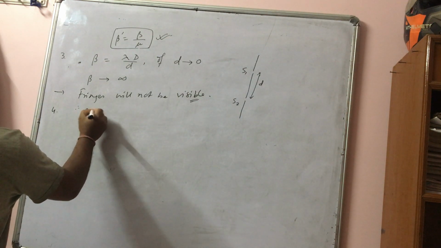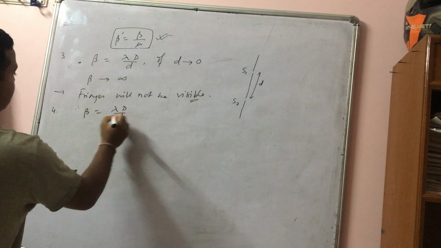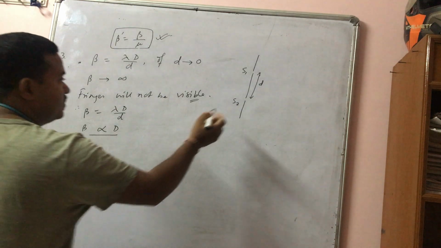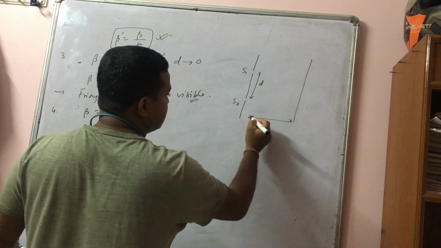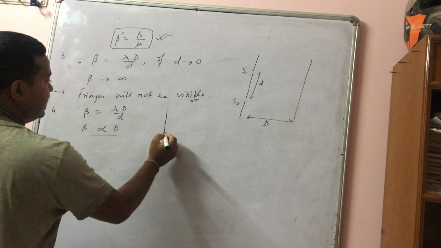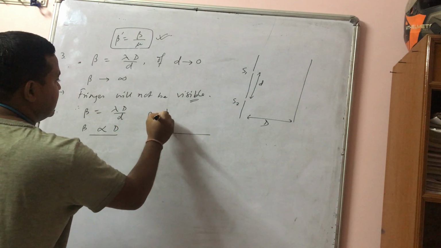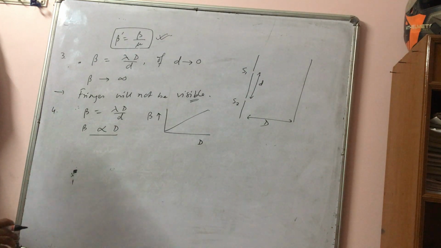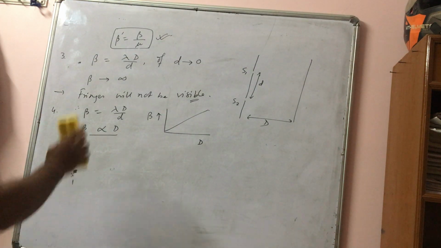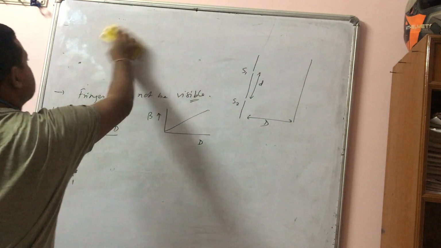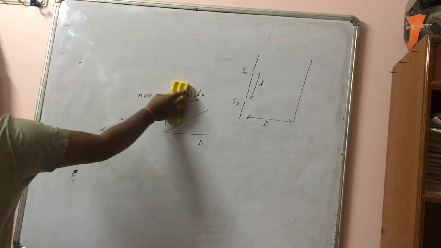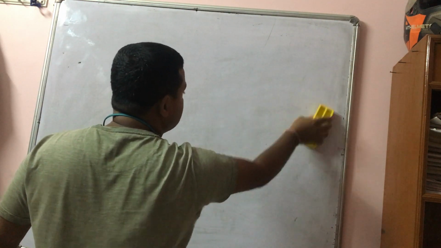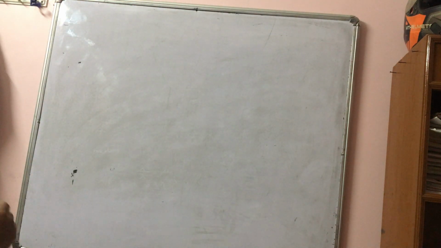Another point: you know beta is lambda D by d. So here beta is proportional to D, the separation between the slit and screen. This is D. So if we plot a graph between beta and D, it will basically be a straight line. Another point: this is a very important point, okay? You may get questions directly from this formula, so remember these relations as well as these points.